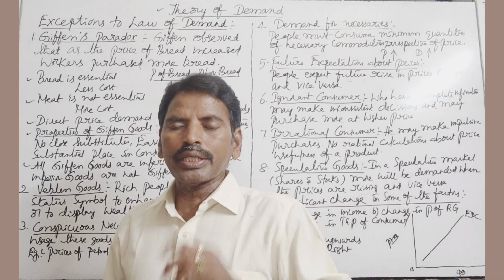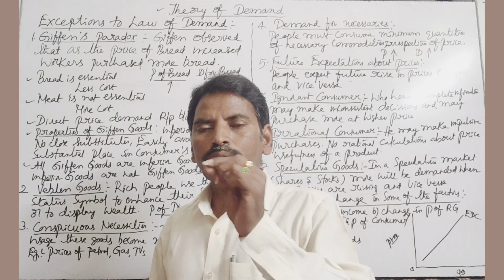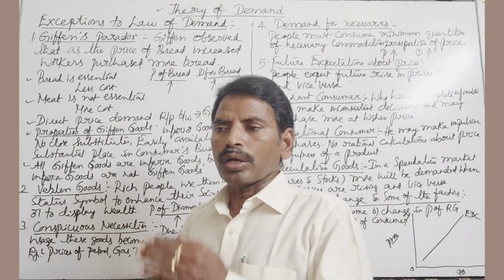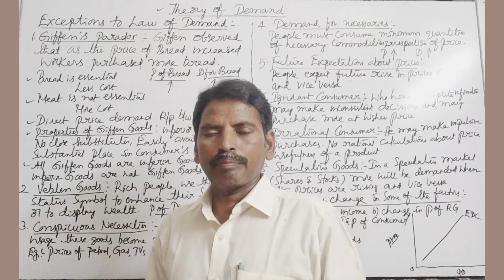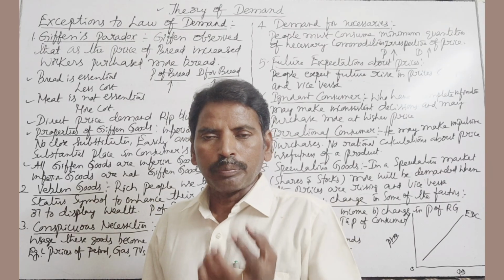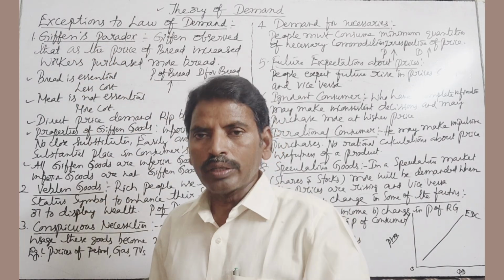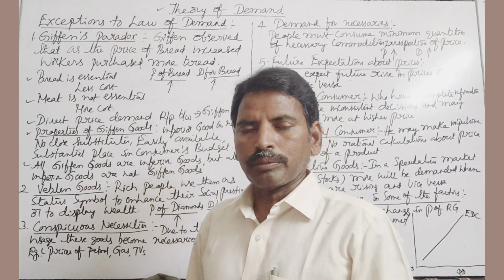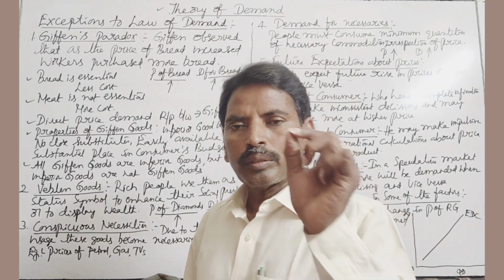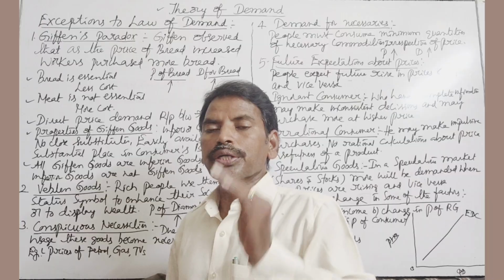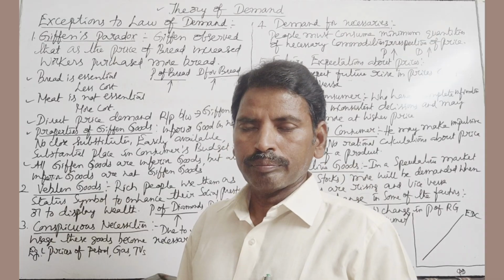Law of demand states that, ceteris paribus, if the price of the commodity rises, the quantity demanded of the commodity contracts, and vice versa. That means when the price increases, quantity demanded contracts, and when price falls, quantity demanded expands. There is an inverse or negative relationship between price of the commodity and quantity demanded of the same commodity. This is called law of demand.